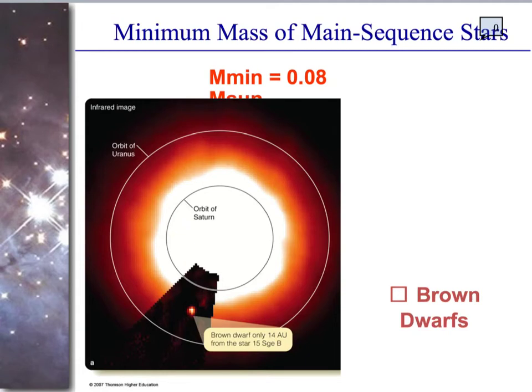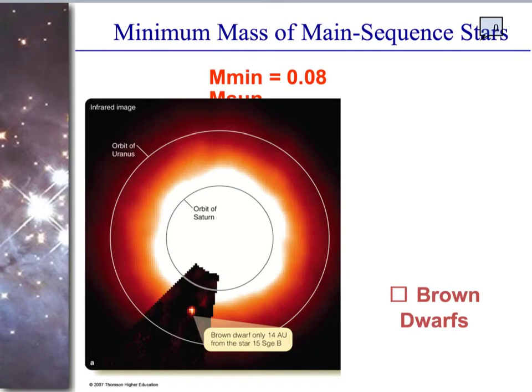So here is a picture. Here is an image of a brown dwarf surrounded by the orbit of Saturn. This would be in the infrared. These are really tough to image because they're low luminosity, low mass. And this is the minimum mass limit for any star. And I'm sorry, my picture got moved here.